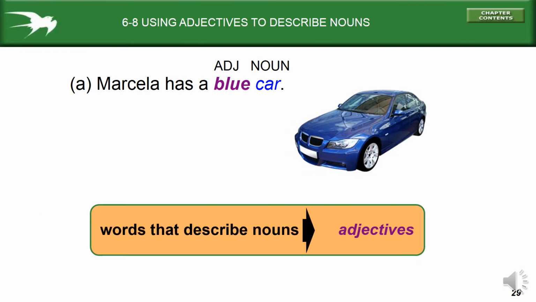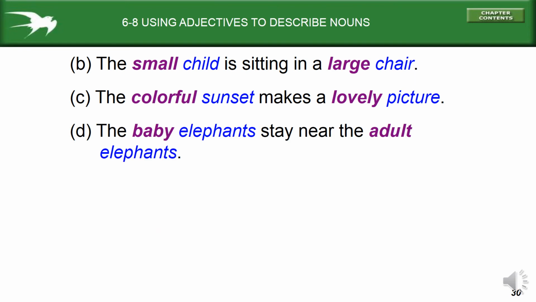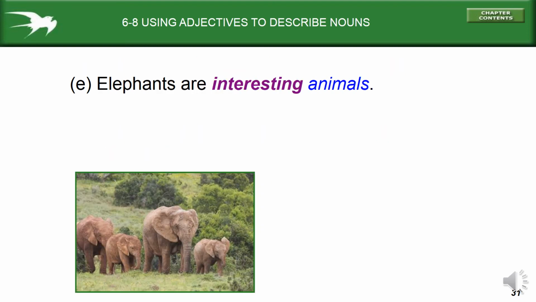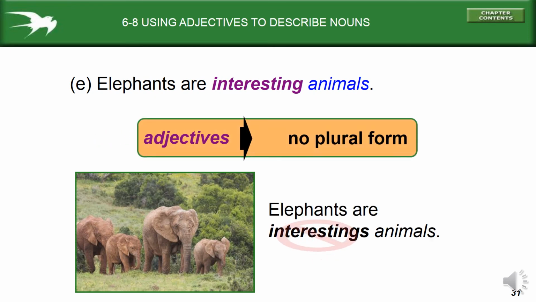So let's go to chart 6.8, adjectives. We know that an adjective is a word that describes a noun. Like here, blue describes car. So these sentences show that an adjective modifies a noun. Small modifies child, large modifies chair, and so on. Please note that an adjective cannot be pluralized. It doesn't have a plural form. So elephants are interesting animals.